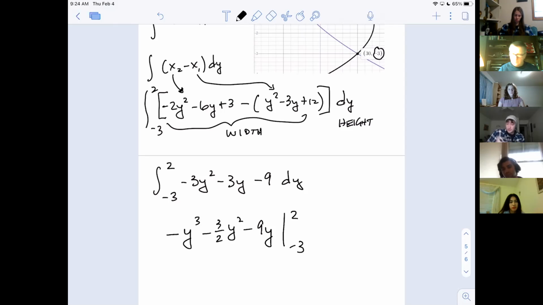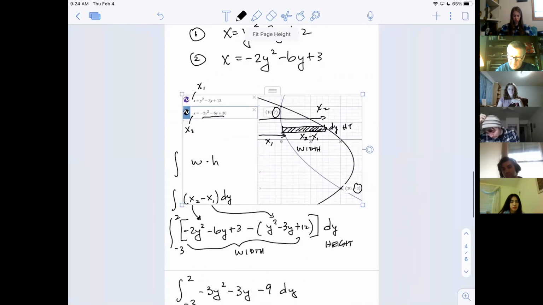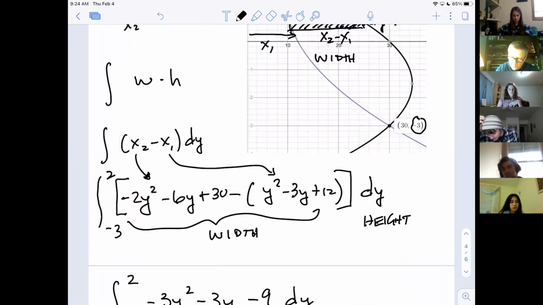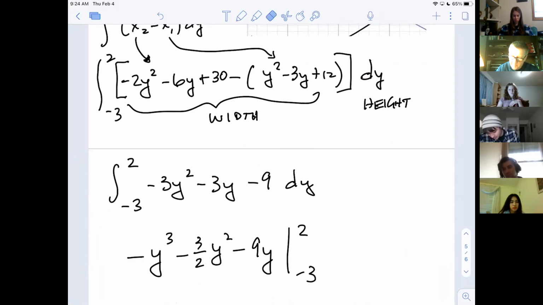Wouldn't that -9 be different because it was plus 30 instead of plus 3? Did I write the problem down wrong? Plus 30, not plus 3. 30 minus 12 is 18. Thank you for catching my stupidity.